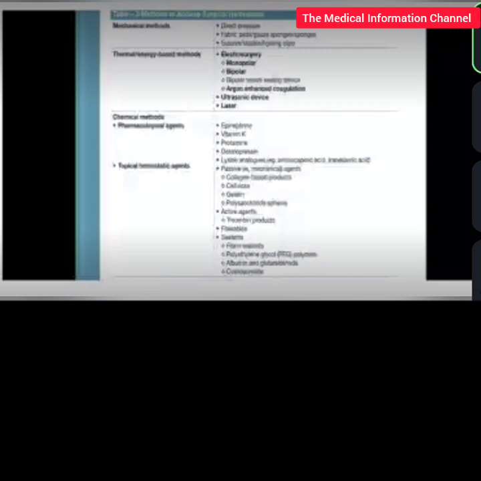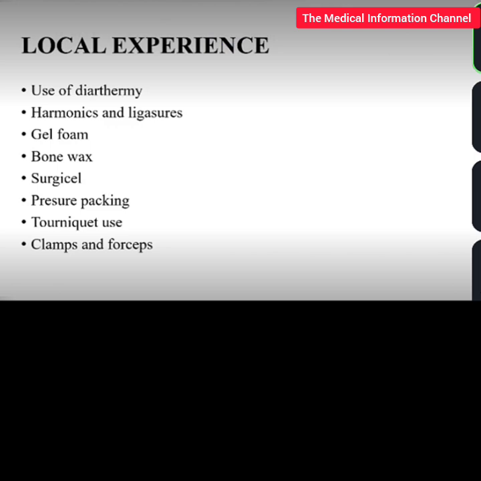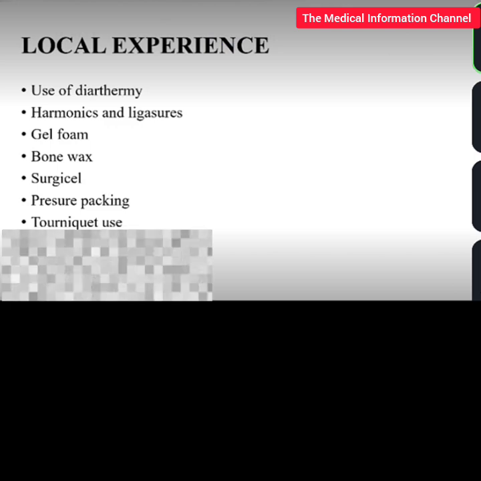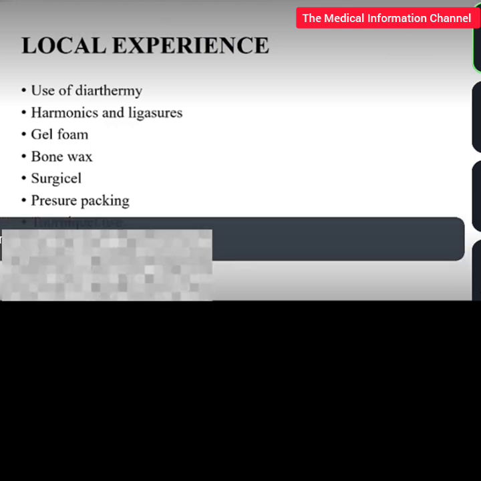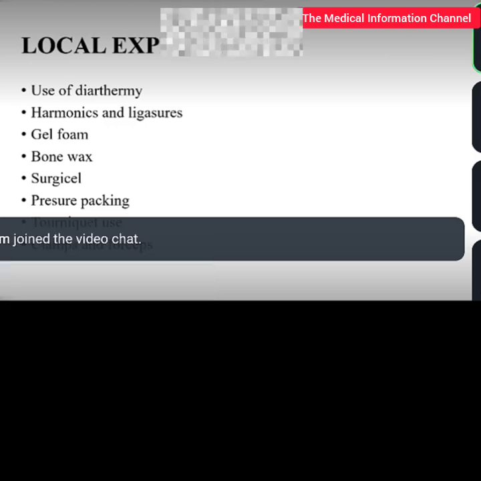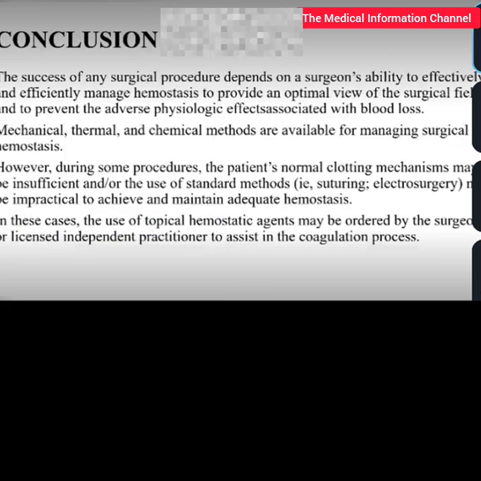So for the local experience, we use diathermy, harmonics and ligatures, bone wax, gel foam, pressure packing, tourniquets, clamps, forceps. So in conclusion, the success of any surgical procedure depends on a surgeon's ability to effectively and efficiently manage hemostasis to provide an optimal view of the surgical field and to prevent the adverse physiologic effects associated with blood loss. So mechanical, thermal, and chemical methods are available for managing surgical hemostasis.